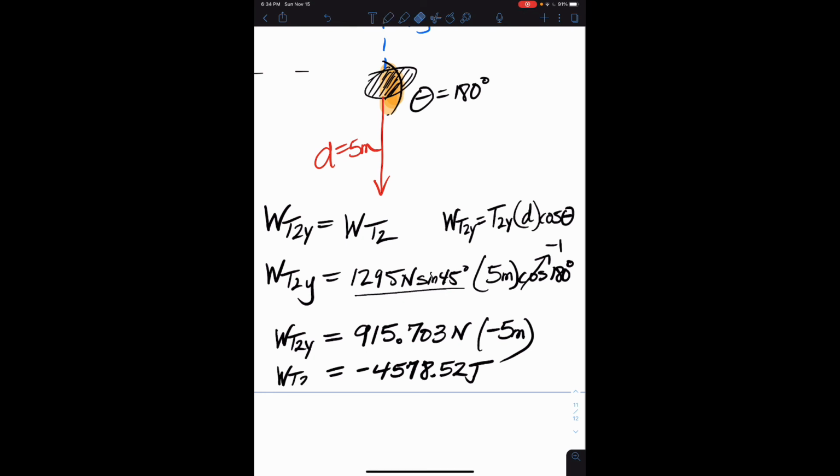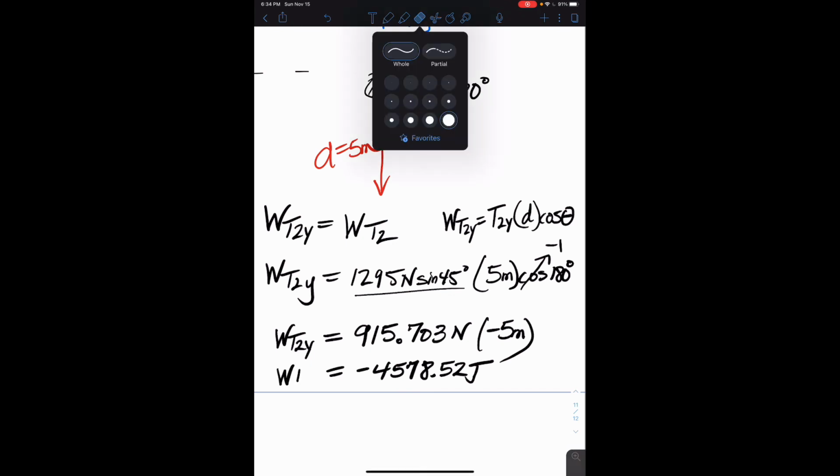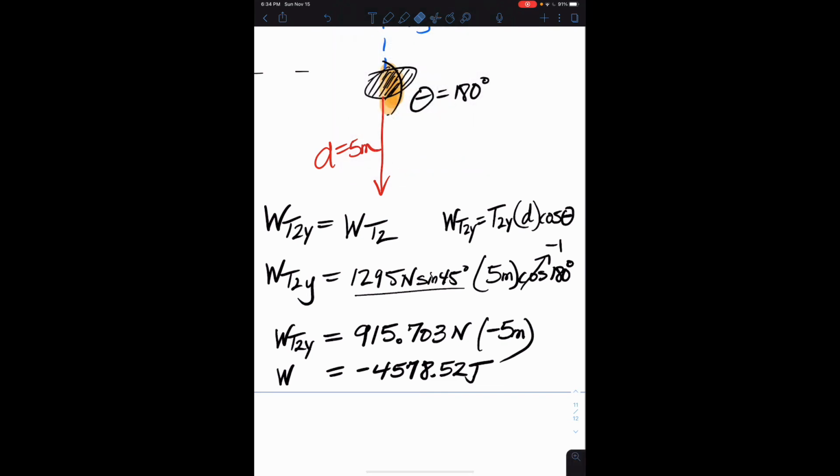Whoops. My eraser is set up too large, because whenever I erase, it's erasing multiple things, and I don't want it doing that.